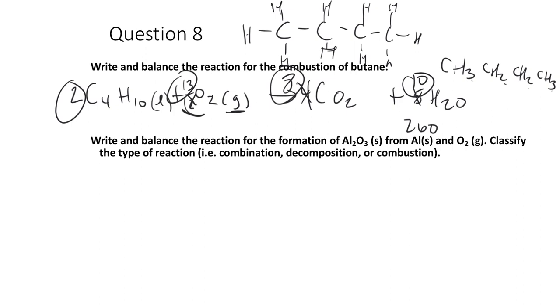Write and balance the reaction for the formation of Al2O3 from aluminum and O2. And so this balanced reaction would be Al plus O2. Let me save some room here. So aluminum solid, O2 gas to form Al2O3.